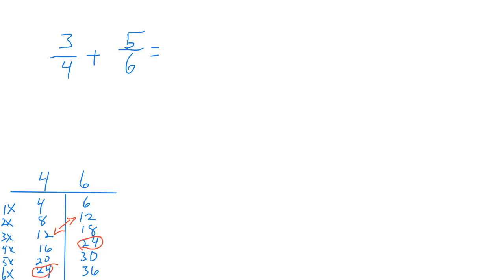So I'm going to rewrite this. I've got 3/4 plus 5/6, okay? And I'm going to find my common denominator. So I took 4 to get 12. I multiplied it by 3. So I'm going to go ahead and multiply it by 3/3. And I look and I see I took 6, I multiplied it by 2 to get 12. So I'm going to multiply it by 2/2.